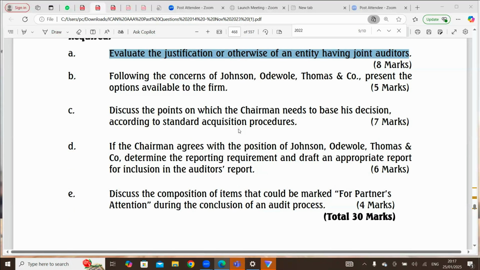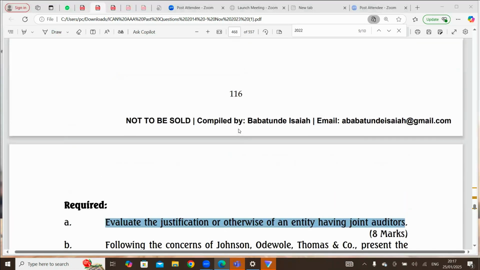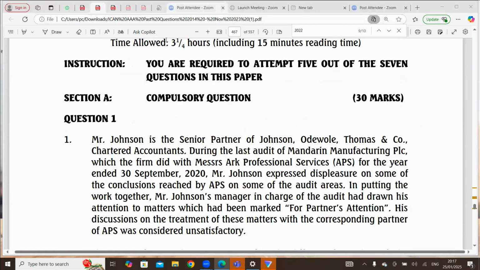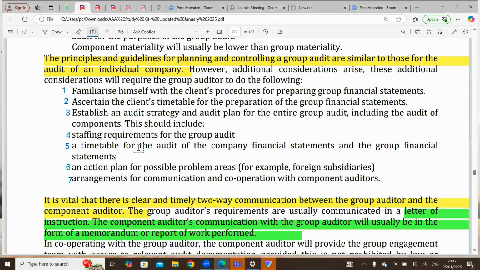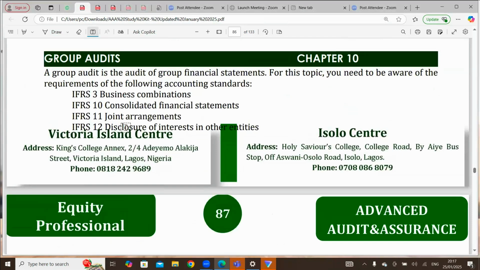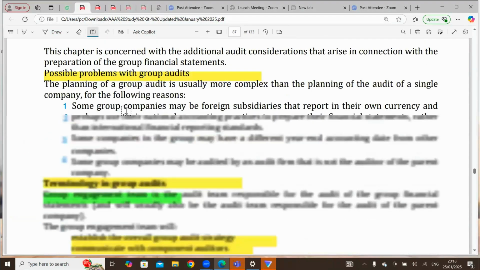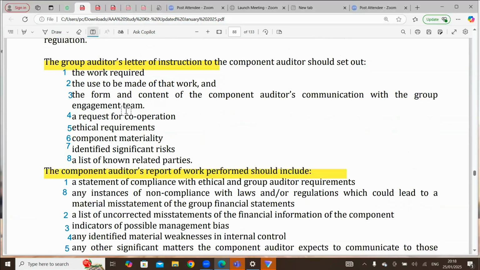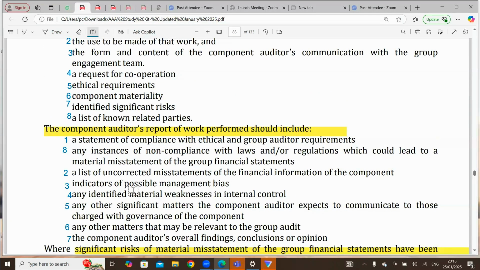All the remaining ones are not like group accounts, but 1A is there. So, like I said, it is actually a very direct chapter. It is even short, less than 4 pages. Where you have complications, maybe they want to ask it in terms of CR, like the case where they were asking about IFRS 10 and all of that. But ordinarily, there's not so much in it. It's just a straightforward chapter. All they ask together is problems, terminologies, content of letter of instruction.